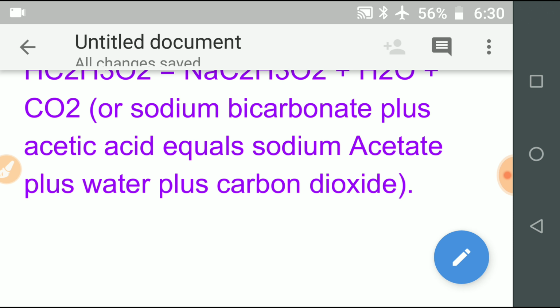So these are some important points regarding saponification, the difference between ethanol and ethanoic acid, and also some reactions of ethanol with sodium and with bases, and also esterification and saponification.